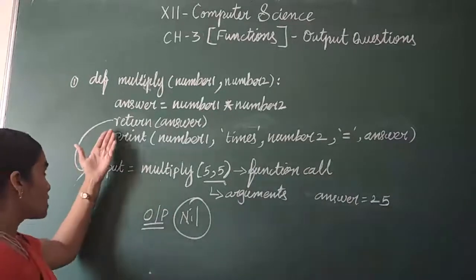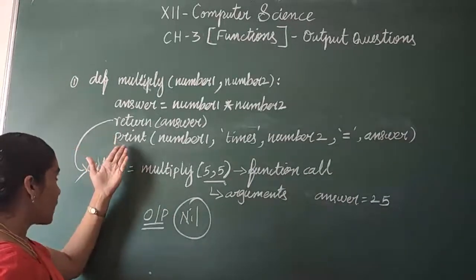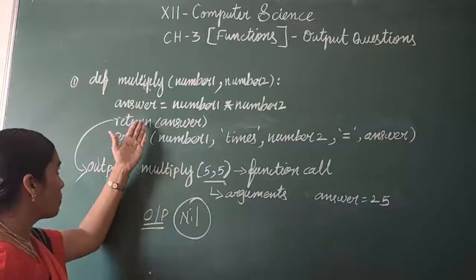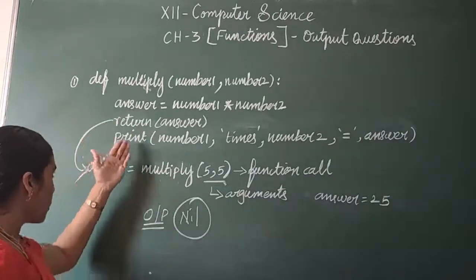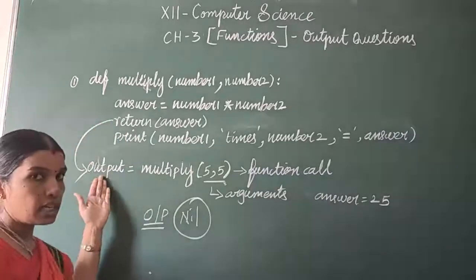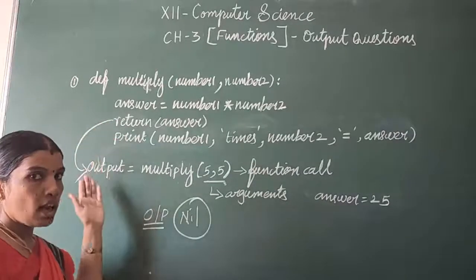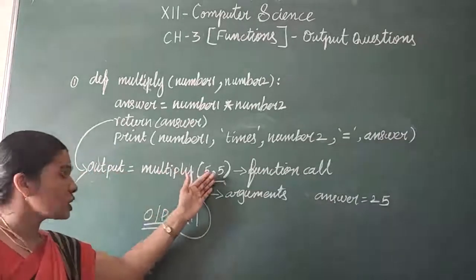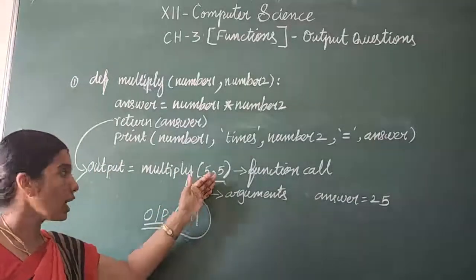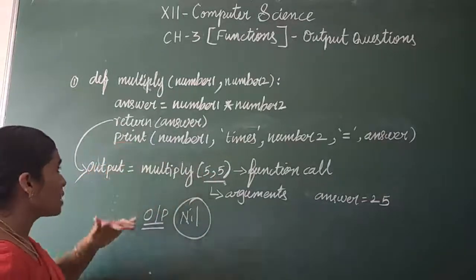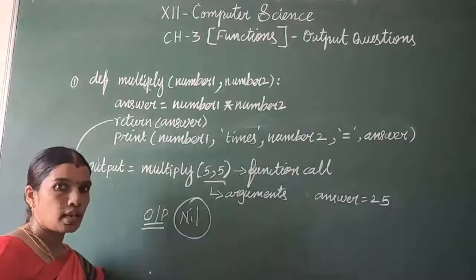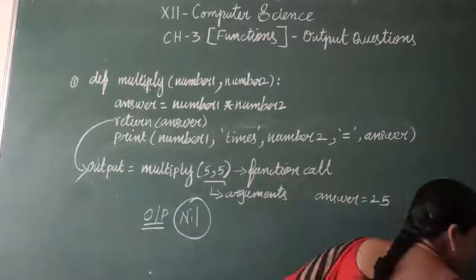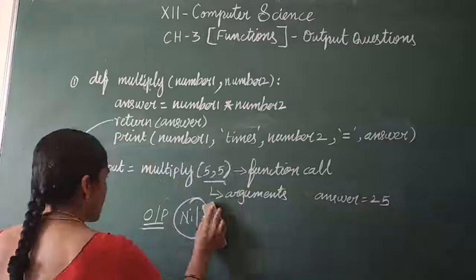Why? Because we used the print statement after the return statement. So what will happen? Immediately the control will come outside the function definition, and it returns the value to this function call. So this print statement will be skipped. Did you understand? Okay. Some more output questions we are going to see.